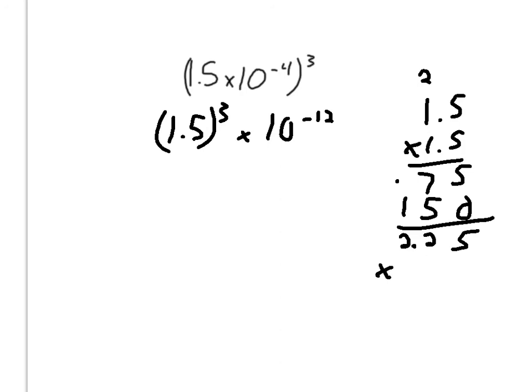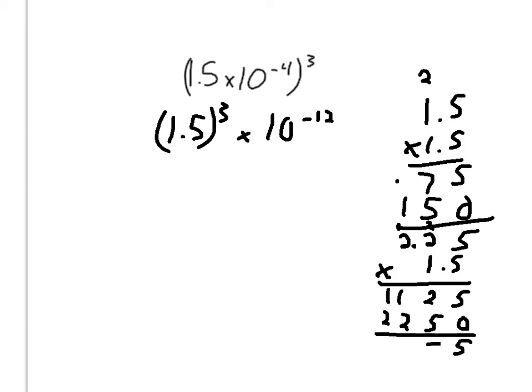And now I want to multiply that by 1.5, so we're going to the third power. 5 times 5 is 25. And we get 12, and then 11. And then with the 0, now I get 5, and 2, and 2. And we're going to get 5, 7, 3, 3. And I need 1, 2, 3 decimal places. So it's 3.375 times 10 to the negative 12th power.